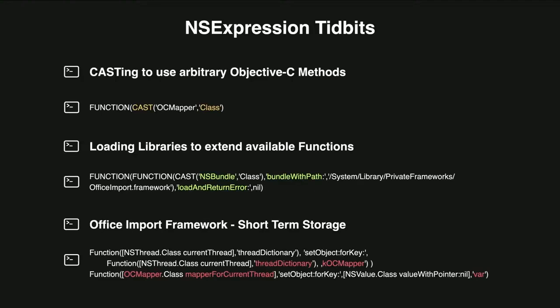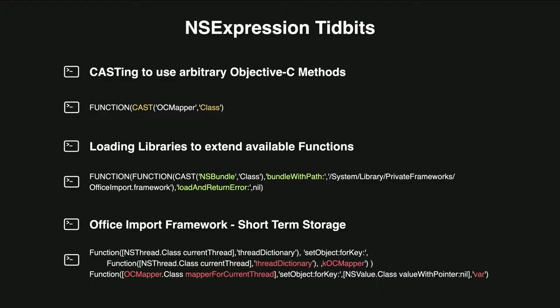They're using a cast operation to essentially use arbitrary Objective-C methods and arbitrary Objective-C classes. They're loading a couple of libraries to extend the available functions, and especially they're using the Office import framework for short-term storage. The problem with NSExpressions is you don't have variables available, so you need to improvise. But the Office import framework has a function called mapper for current thread, which will always resolve back to the same object, so I can use that dictionary and keys in order to have variables, which is pretty smart.